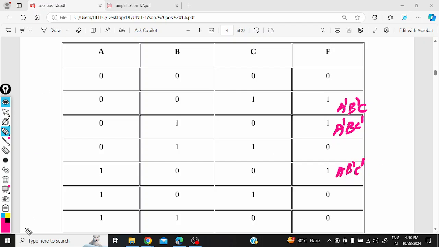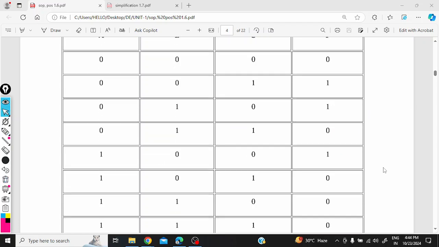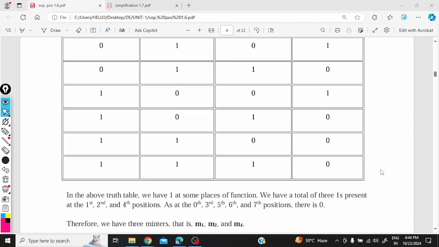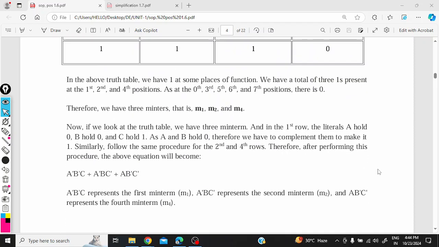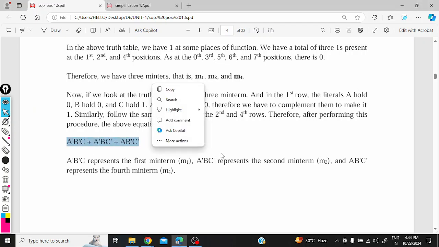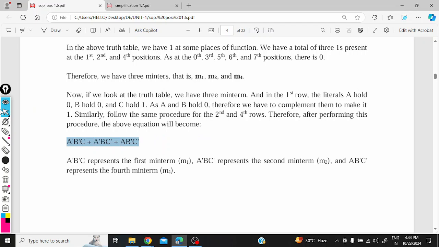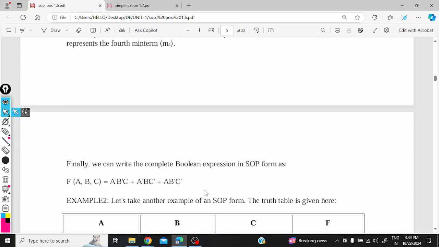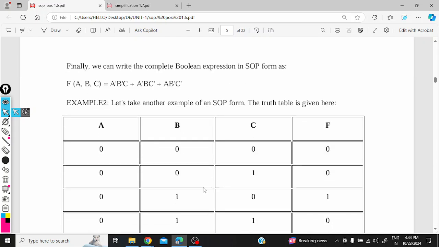Next, you can see the function is represented with only three terms. Those three terms are m1, m2 and m4, and that is what is represented here. So this is how you write the representation of the output function. Wherever the output is 1, I frame those using the literals, and that gives my output function.